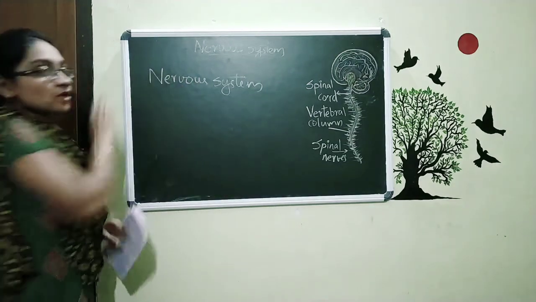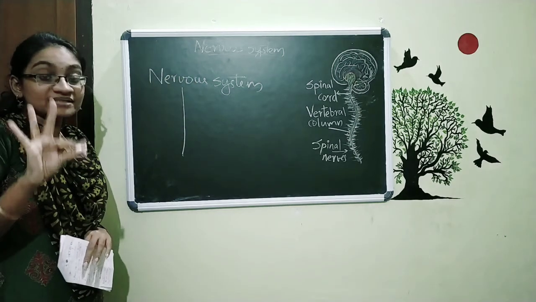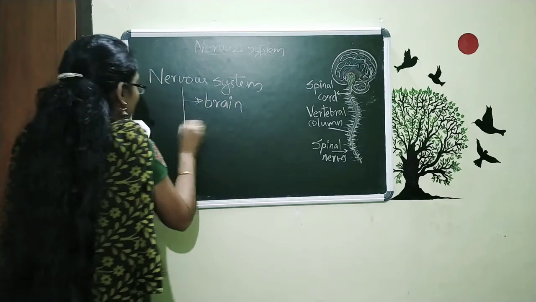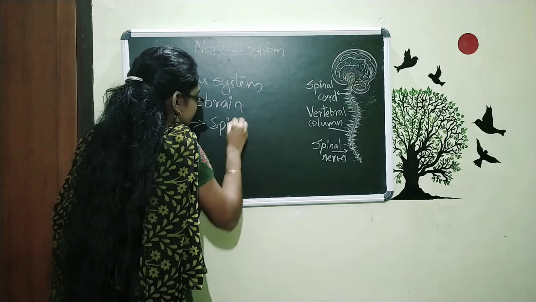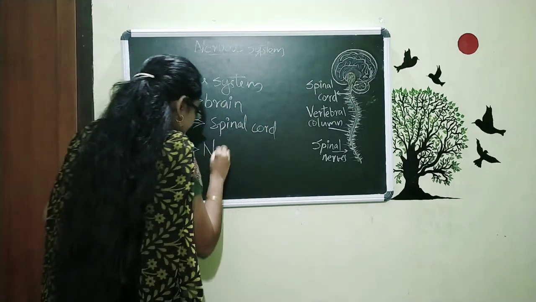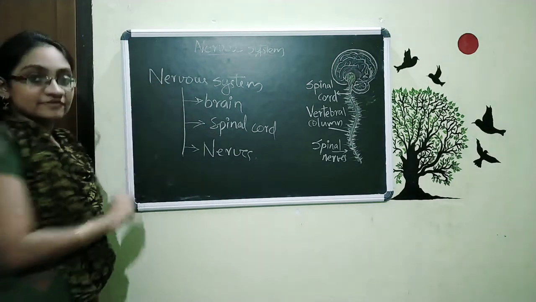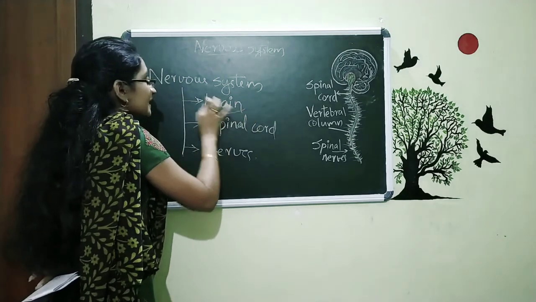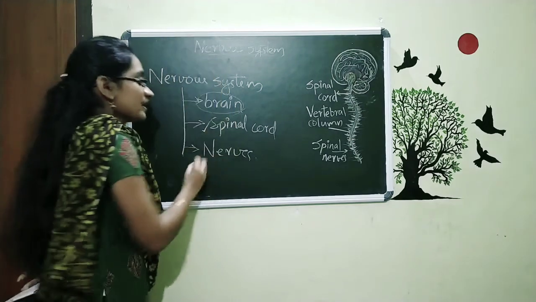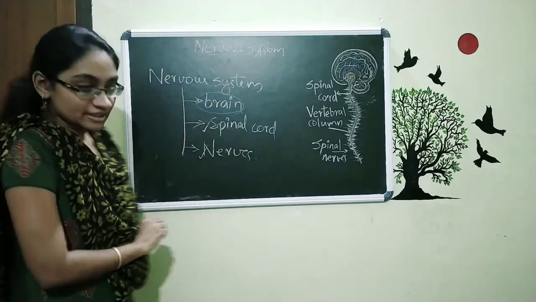In this topic we said that the nervous system includes three parts: brain, spinal cord and nerves. These are the parts included in the nervous system, and we already explained and studied the brain. Now we want to study the spinal cord and nerves. So we are going to discuss first the spinal cord.